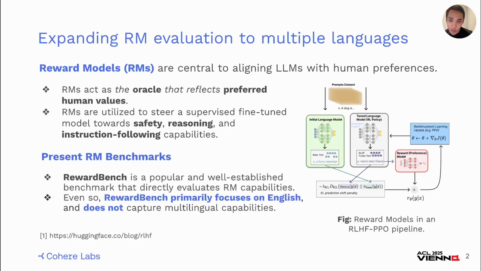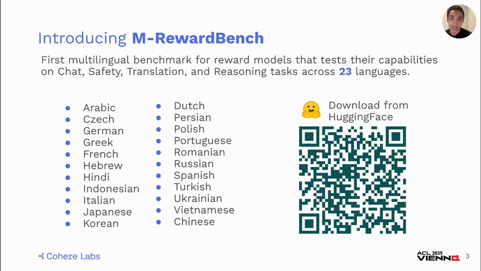So there are several reward model benchmarks nowadays as our understanding of RMs improves. But at the time, Reward Bench is a popular and well-established benchmark that directly evaluates RM capabilities. Even so, Reward Bench primarily focuses on English and does not capture multilingual capabilities. And so we introduce M-Reward Bench.